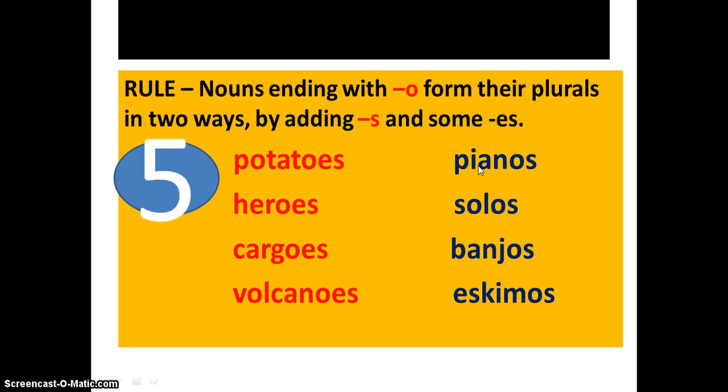This time we have piano. The plural of piano is pianos. How do you spell it? Pianos is spelled P-I-A-N-O-S. Great. You don't add ES to it. So the same rule applies to solo. Solo becomes solos. Banjo becomes banjos, and Eskimo becomes Eskimos. Wonderful. Now let's move on to rule number 6.